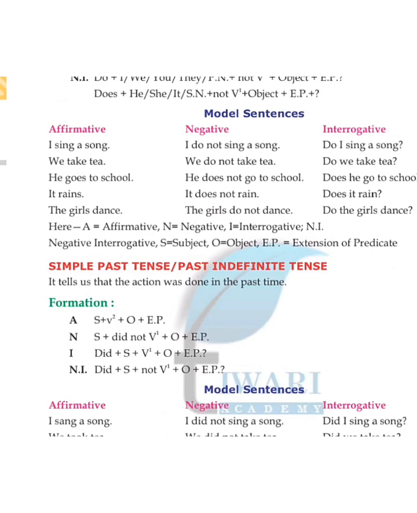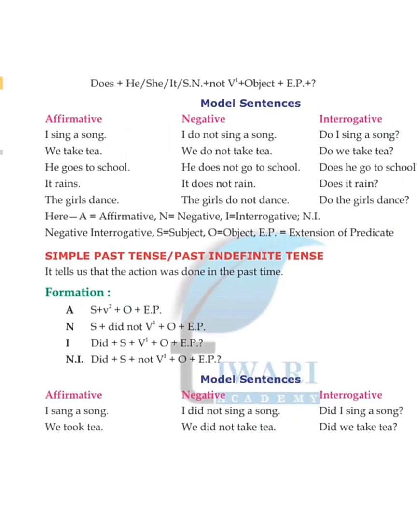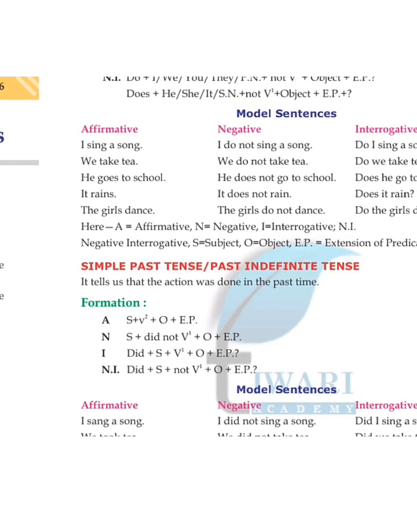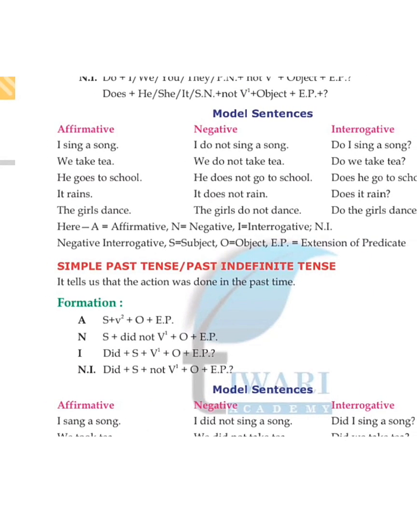So these are the formations given here, so you have to repeat this formation. Clear? Let's see the affirmative. The affirmative sentences are: I sing a song, we take tea, he goes to school, it rains, the girls dance.